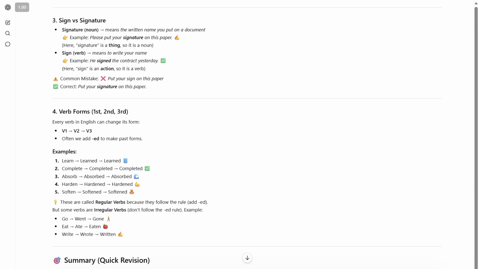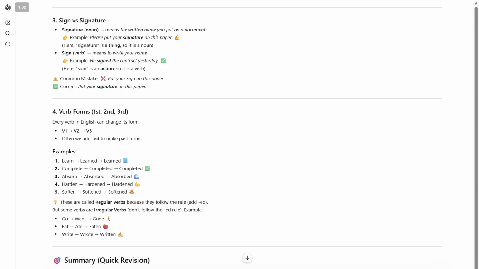Number 4: verb forms, first, second, third. Every verb in English can change its form: V1, V2, V3. Often we add -ed to make past forms. Examples: 1. learn, learned, learned. 2. complete, completed, completed. 3. absorb, absorbed, absorbed. 4. harden, hardened, hardened. 5. soften, softened, softened. These are called regular verbs because they follow the rule: add -ed. But some verbs are irregular verbs and don't follow the -ed rule. Example: go, went, gone. Eat, ate, eaten.